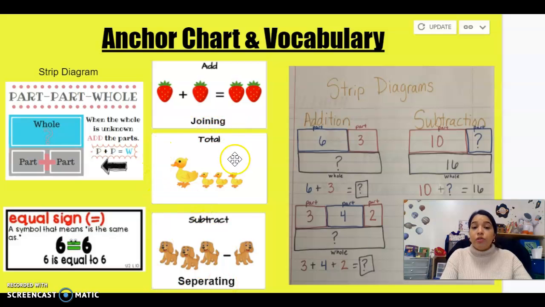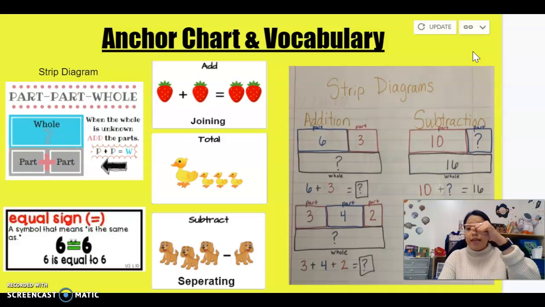Next we have total. Total is the total number of objects that we have after we add or after we subtract. Next we have subtract. Right here, subtract is the same as separating. It is when we are taking away a number. Right here in this picture, we're taking away a puppy. We are separating, subtracting.